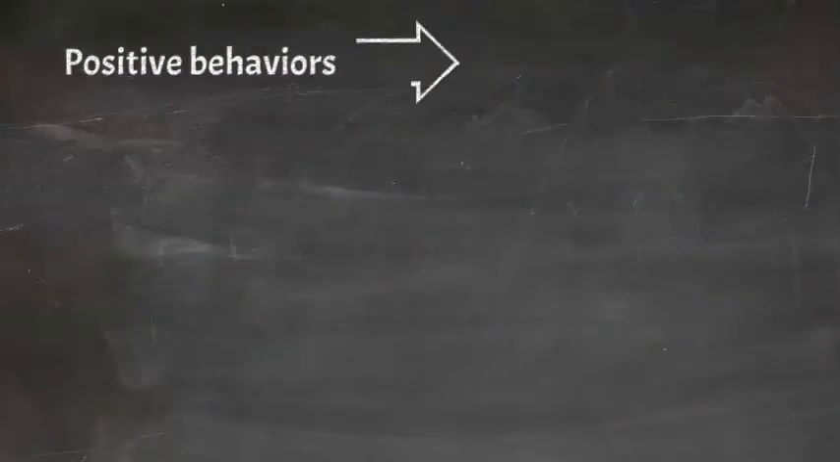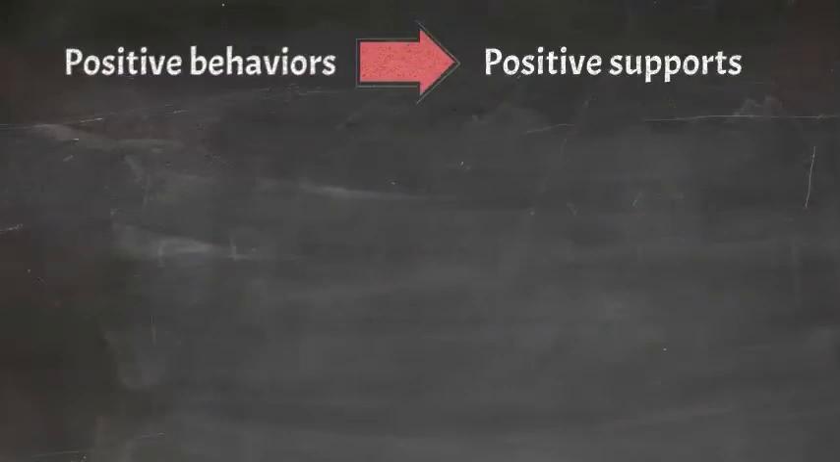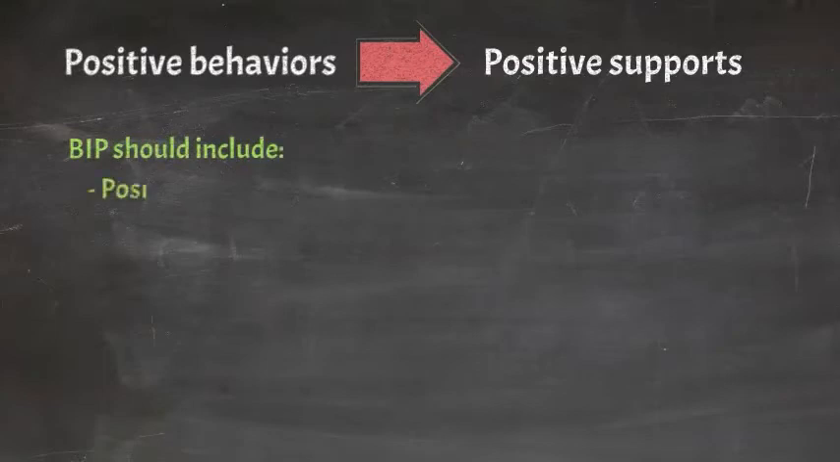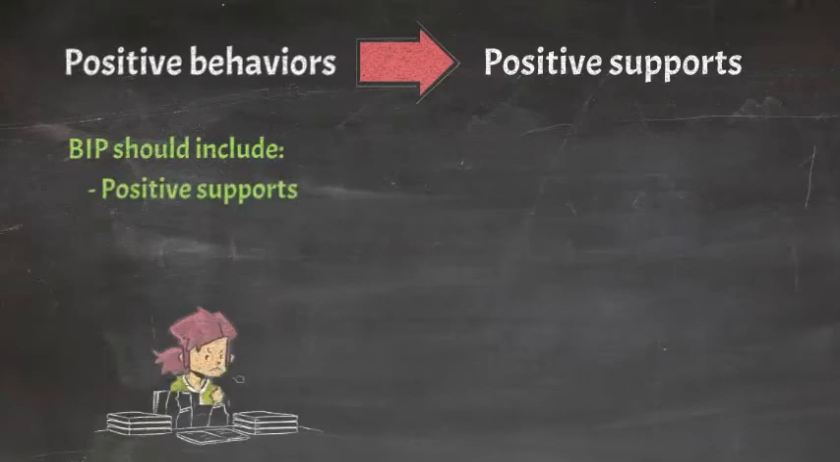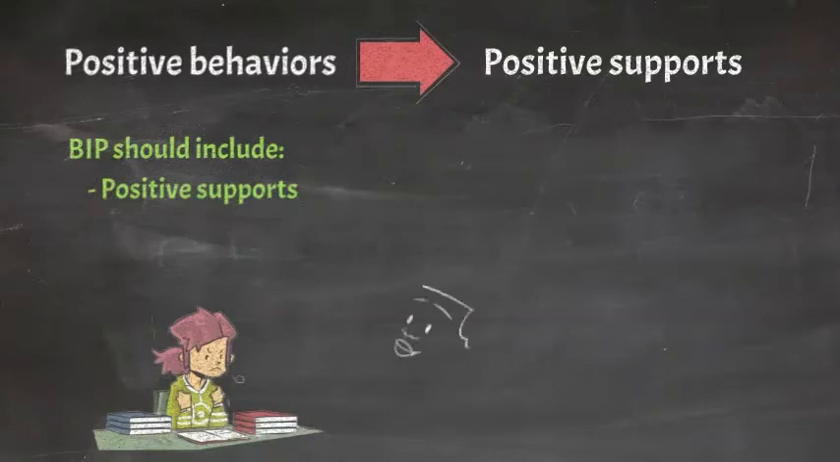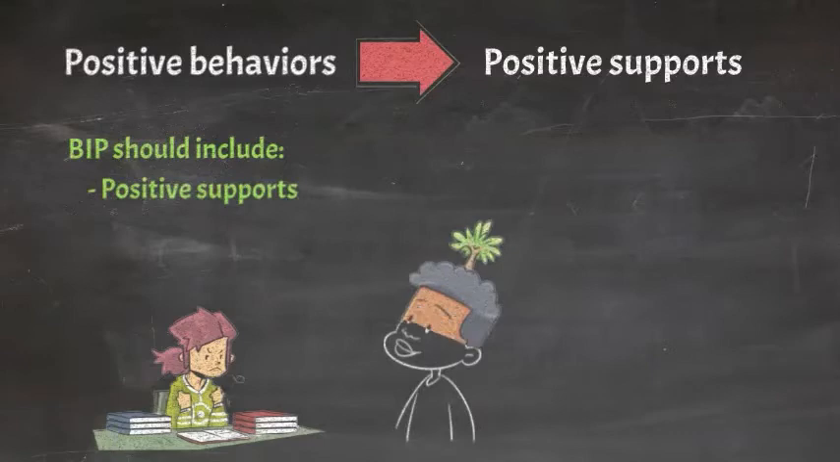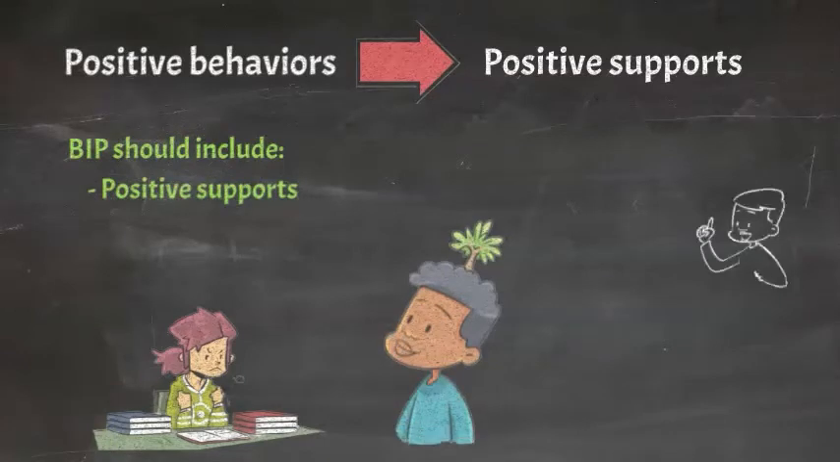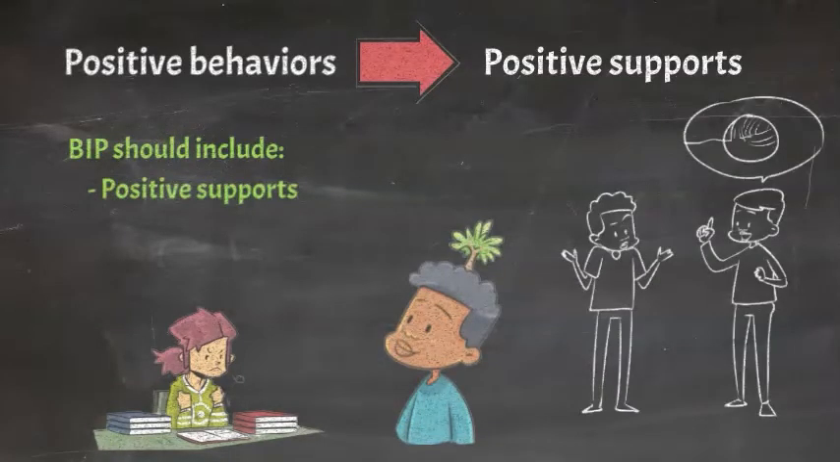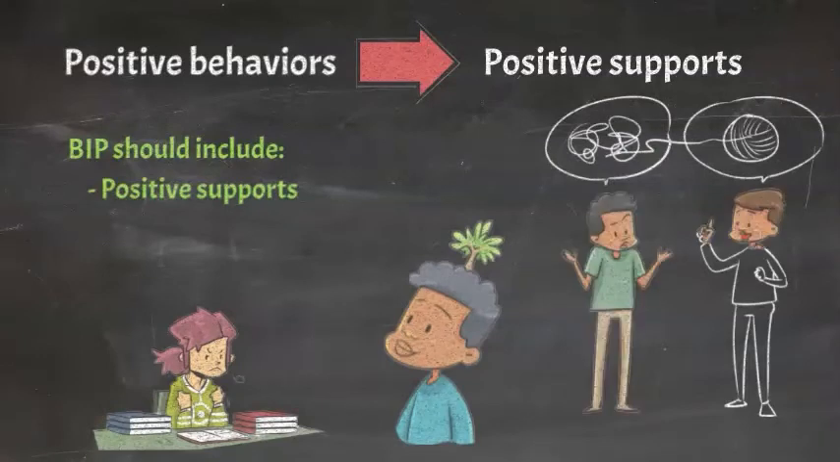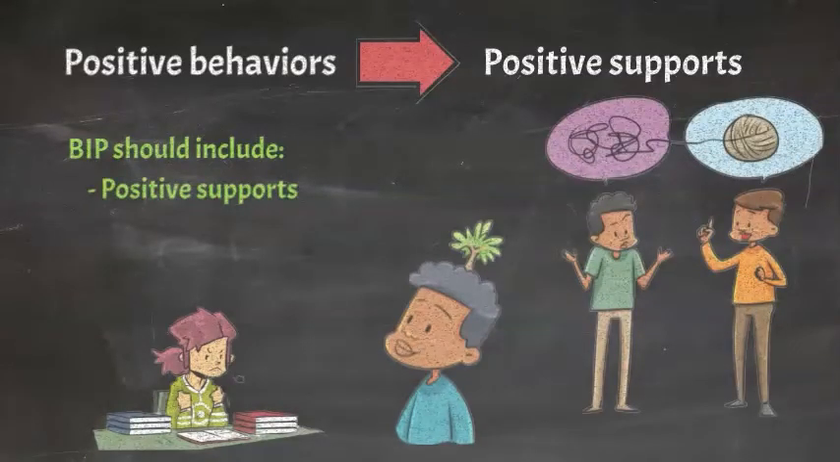Positive behaviors need positive supports. Positive supports in a BIP can include things like changing something in the environment to take away the triggers, changing how adults respond to the behavior, educating the student about the triggers, providing the student with appropriate social skills instruction, and providing the student with counseling services to help them identify and manage the emotions that trigger the behavior.